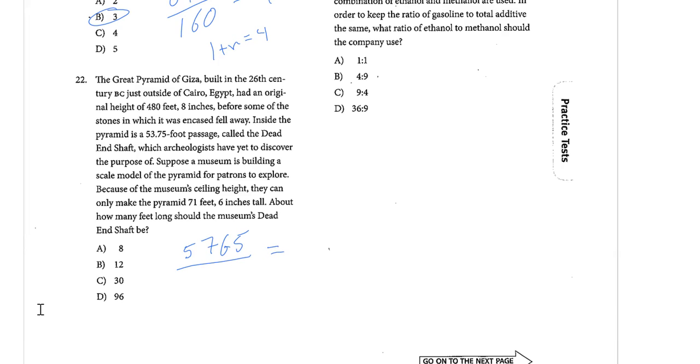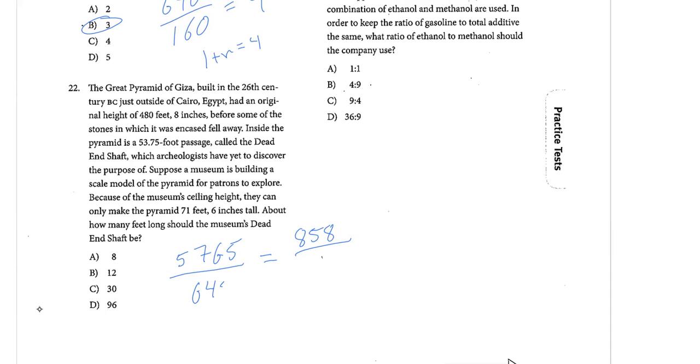Now the height we're going to is 71 feet, 6 inches tall. So if I did 71 times 12, and then I go ahead and add in that 6, that's going to give me 858. So I'm putting the height of each, the real and the scale pyramid, on each side. Now, over here, we know that it's going to be 53.75 feet. So if I times that by 12, it'll give me 645. And what we want to figure out is x, right? It's going to be the feet length of that museum shaft.